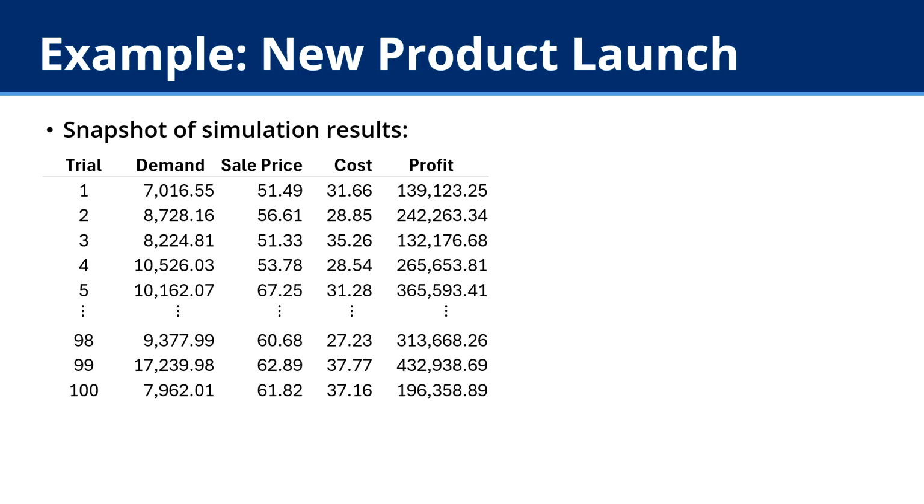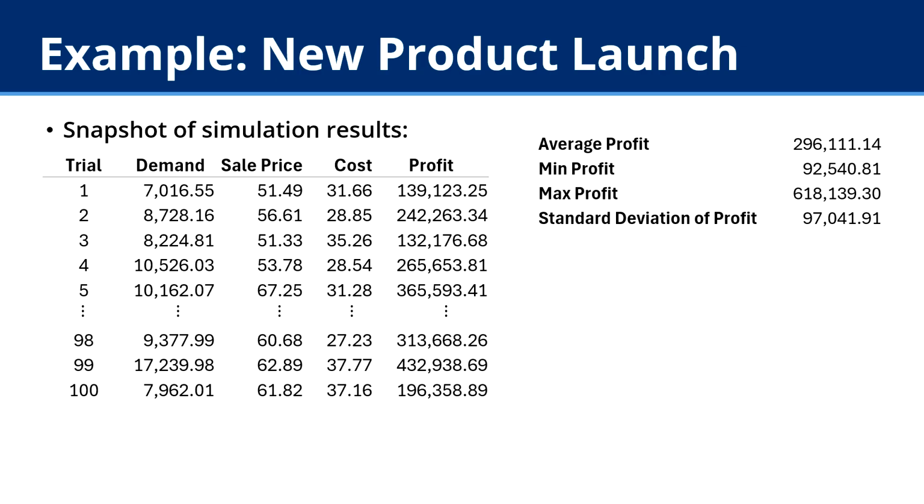Here's a snapshot of the simulation results. Just like in previous cases, this one is not very complicated, so you can do this in a spreadsheet. You simulate the demand. You generate a set of random numbers. You create the random demand. You then generate another set of random numbers for the sales price, and then another set of random numbers to simulate the cost. Based on those three variables, you can calculate the profit.